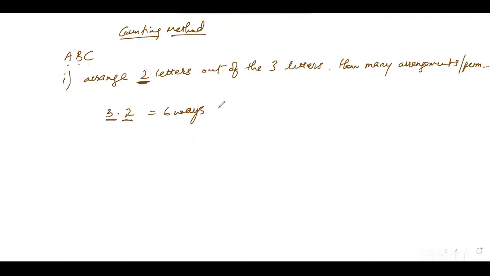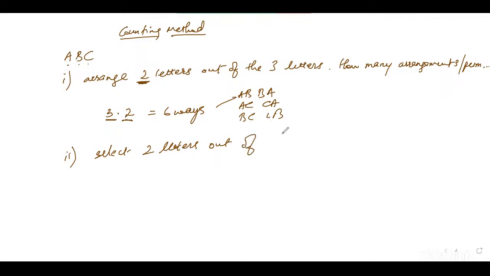And these 6 ways are nothing but AB, BA, AC, CA, BC, CB. So then what will you do if I were to select two letters out of three letters? How many selections, or you could say combinations, are possible?